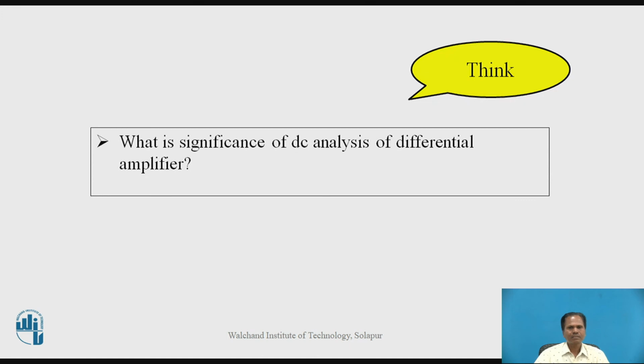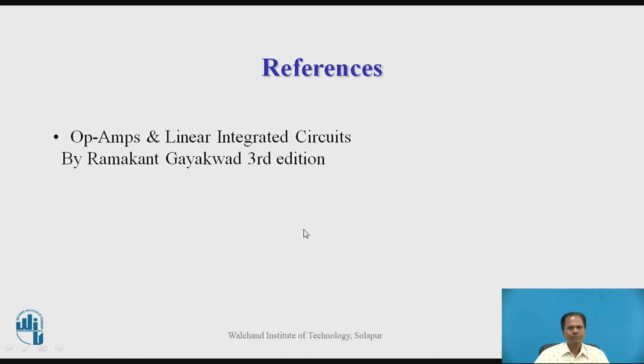So DC analysis is nothing but whenever a circuit is analyzed considering only DC voltage and DC current, that is called DC analysis. DC analysis is performed using a DC equivalent circuit, and it is used to obtain DC equations for the basic parameters of that circuit, like the DC operating point or quiescent point values for output collector current ICQ and output collector to emitter voltage VCEQ.